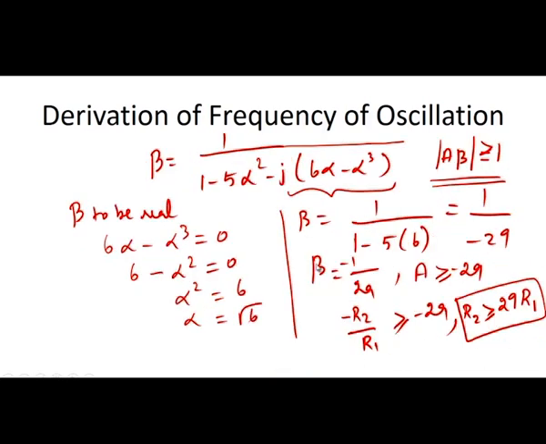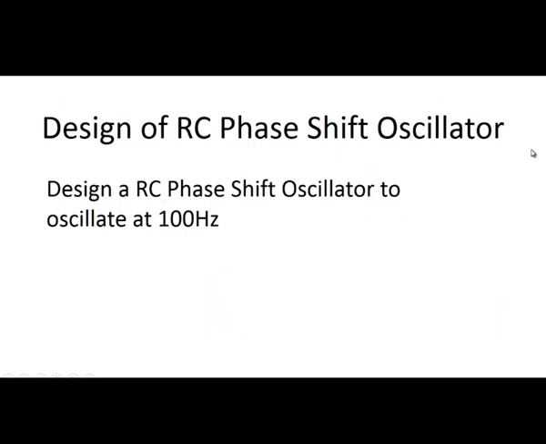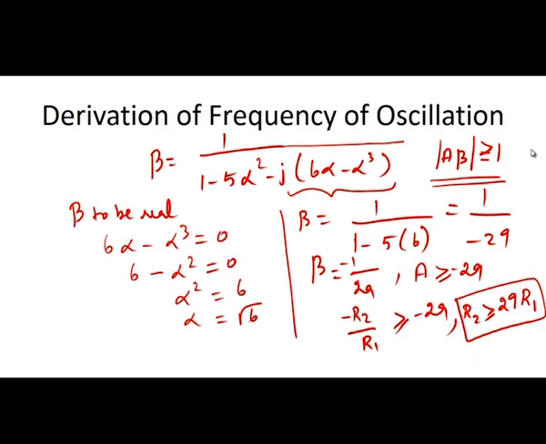So, we have derived the magnitude, we have satisfied this condition, and finally, we have to derive the frequency of oscillation. So, how will you calculate the frequency of oscillation? Alpha is equal to what? It is 1 by omega RC. We know that alpha is root 6, and from this omega you can calculate the frequency.